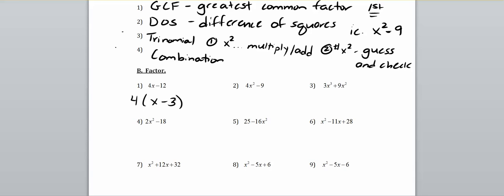And the reason why I'm dividing is, think about it again like the unfoiling. If I were to go backwards and distribute, I would get 4x minus 12. So you want to be able to go backwards and get exactly what you started with. Now I can't factor that anymore. That would just be my final answer.